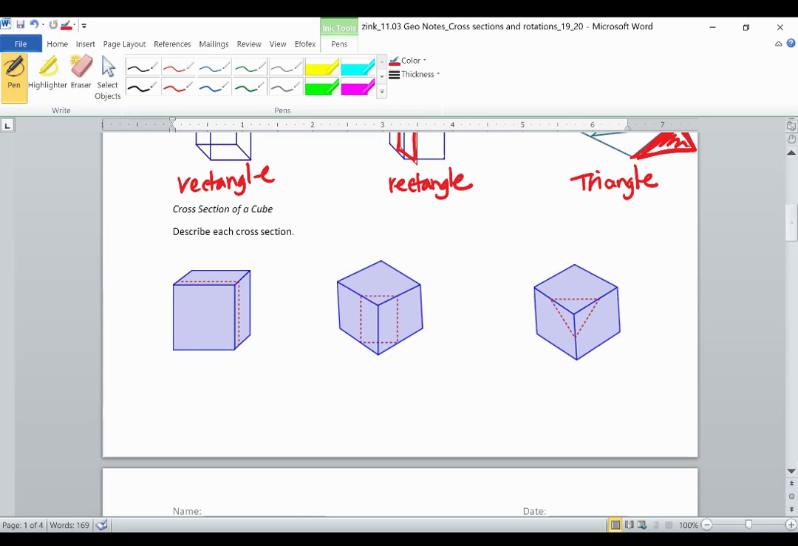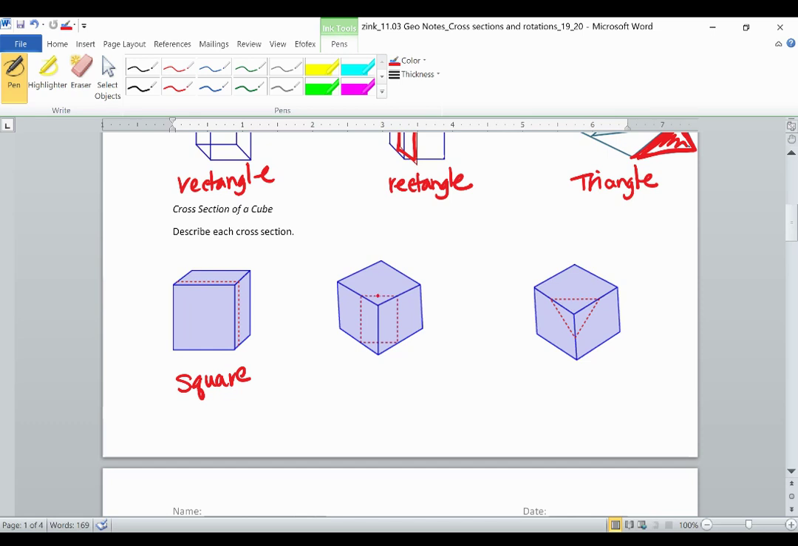So the first one, since this is a cube, we know that this is a square on all sides. So if we slice this perpendicular to the base right here, then we'd still get a square. Now this one, these next two are kind of unique.